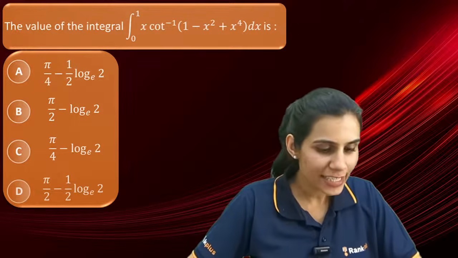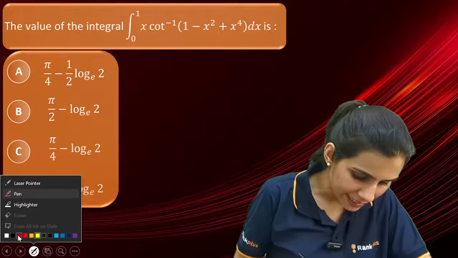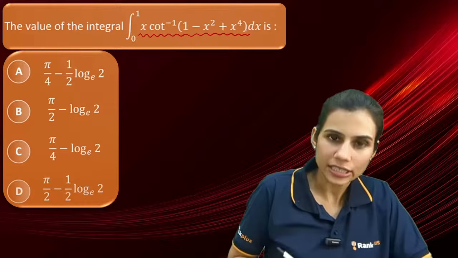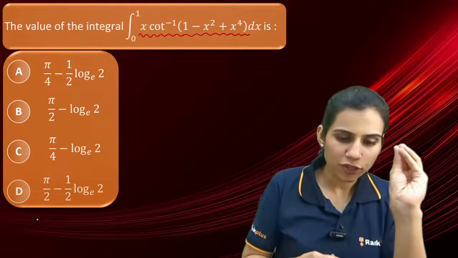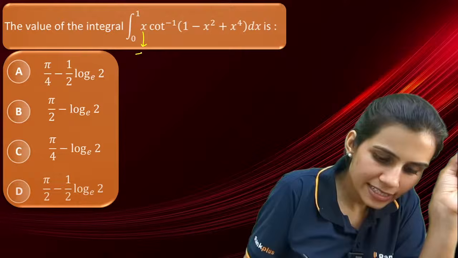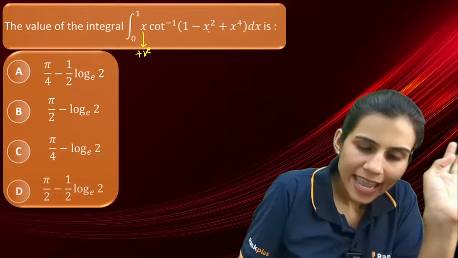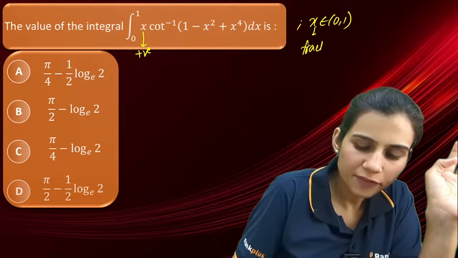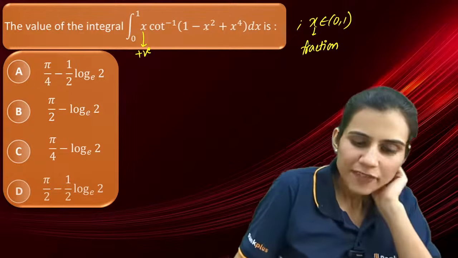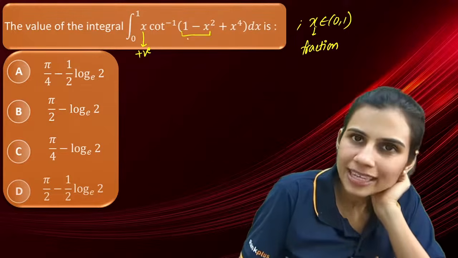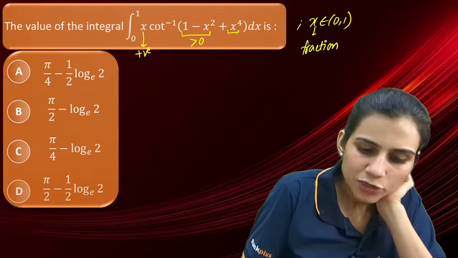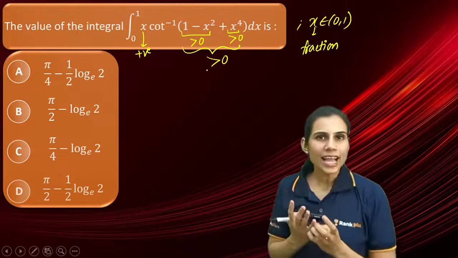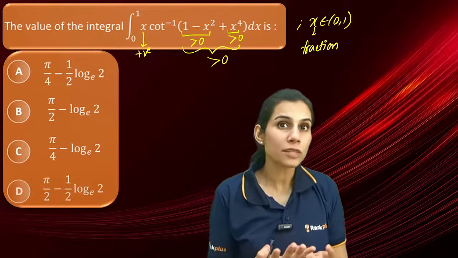How will you solve this? It says value of this integral is what? Just look at the integrand. It says x times cot inverse of this entire expression. One thing is absolutely clear: this x is positive. x is lying between 0 and 1, so x is a fraction, and hence it's positive. If x is a fraction, x square is also a fraction. So 1 minus x square is definitely positive. And x to the power 4 again is positive. That means this completely is again positive. So what I have is a positive quantity into cot inverse of something positive.